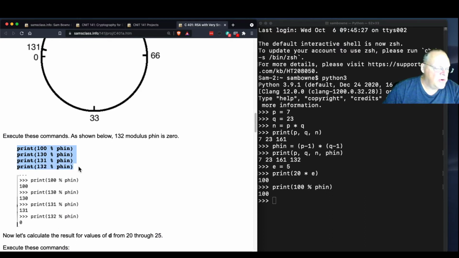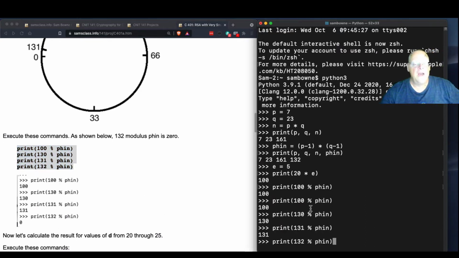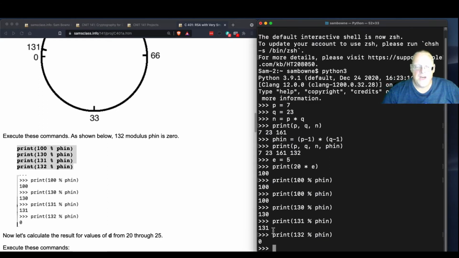Let's just do them all. There. So 100 modulo 132 is 100. 131 modulo 132 is 131, but 132 modulo 132 is 0. That's how it works. You're going around this loop.